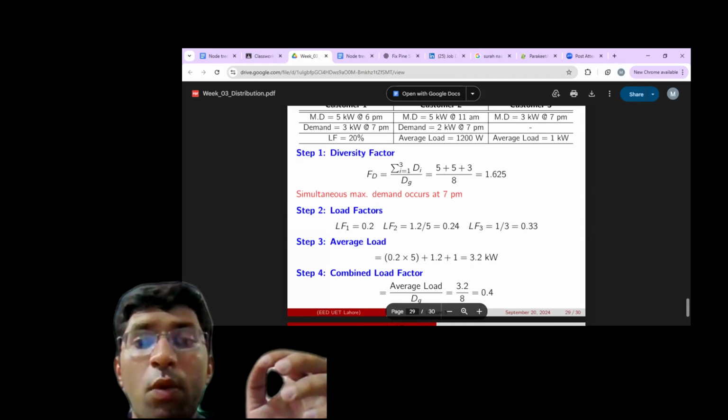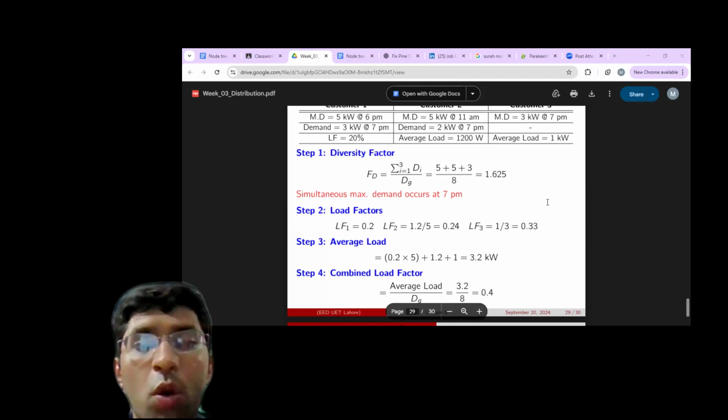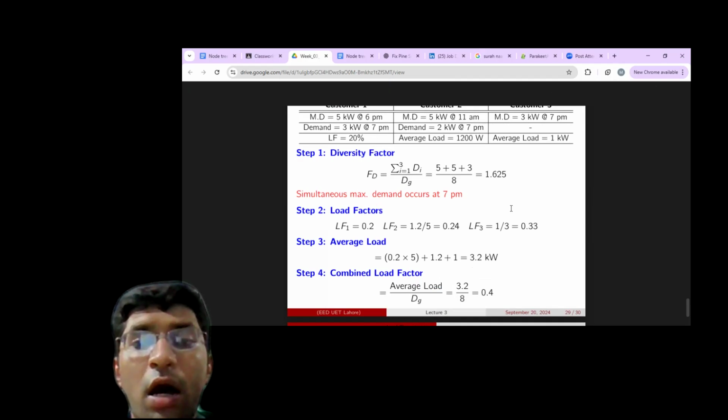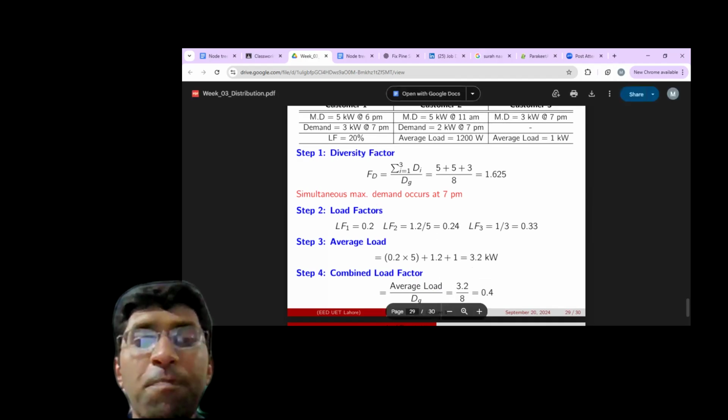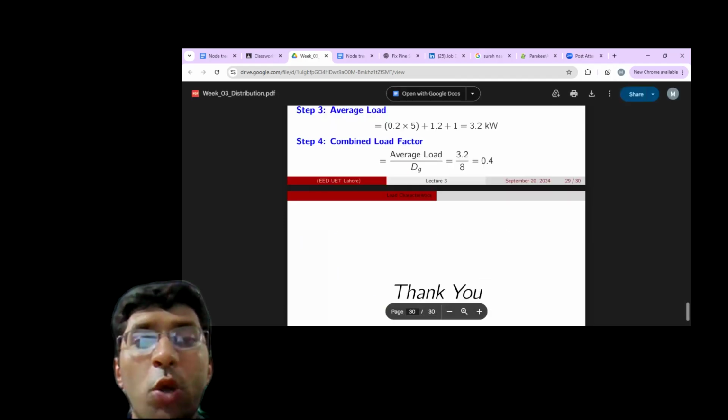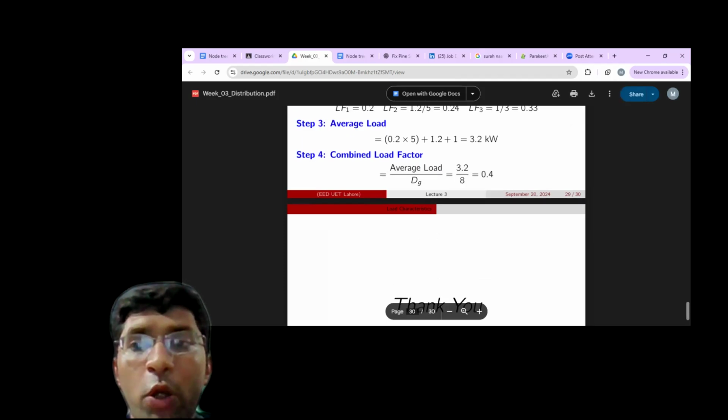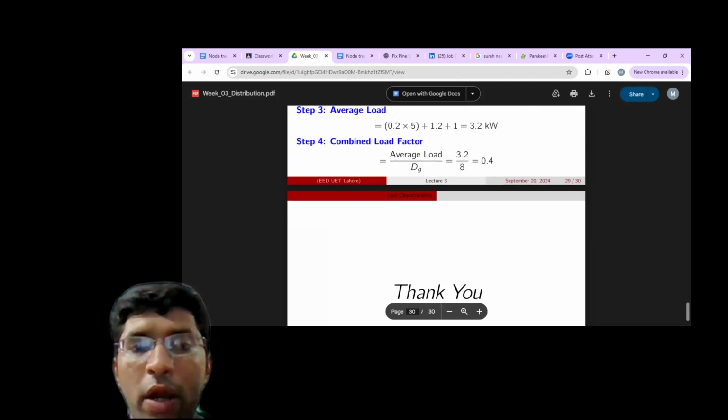Step 2 is, what are the load factors? So the load factors are quite clear. Just simply divide 1.2 by 5, equal to 0.24. The average load would be 0.2 multiplied by 5 plus 1.2 plus 1, and you get 3.2 kilowatt. And the combined load factor is 3.2 divided by 8, which is equal to 0.4.